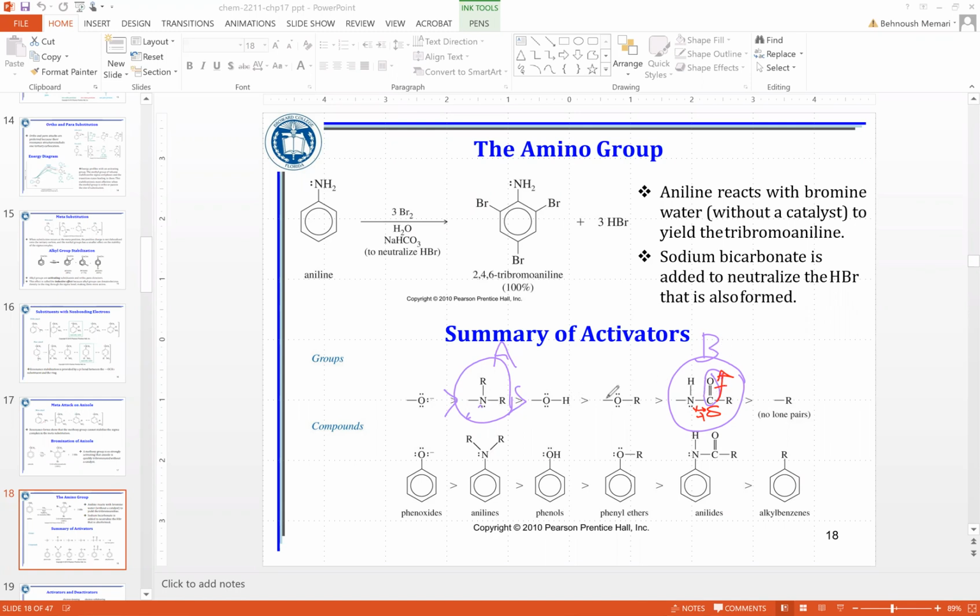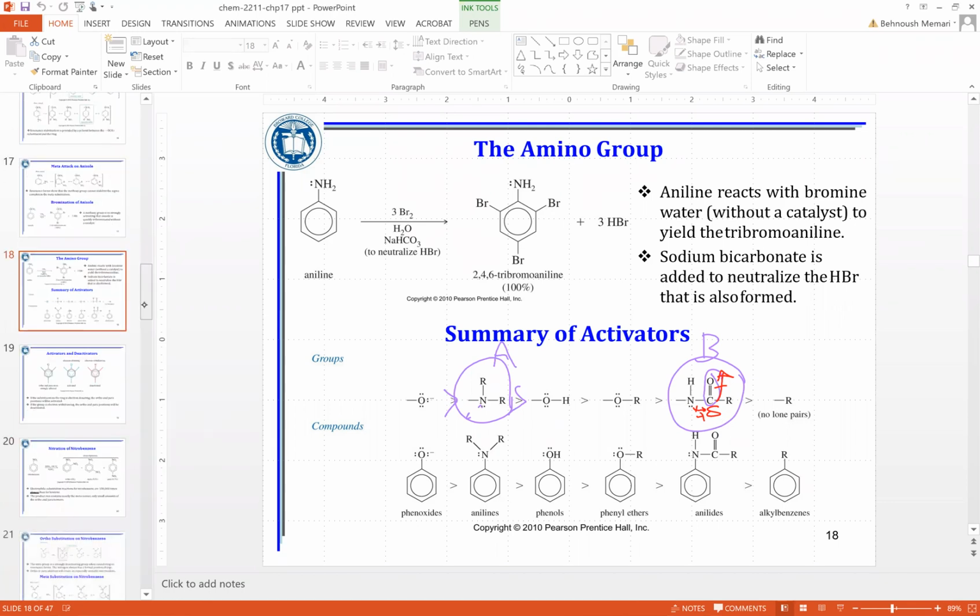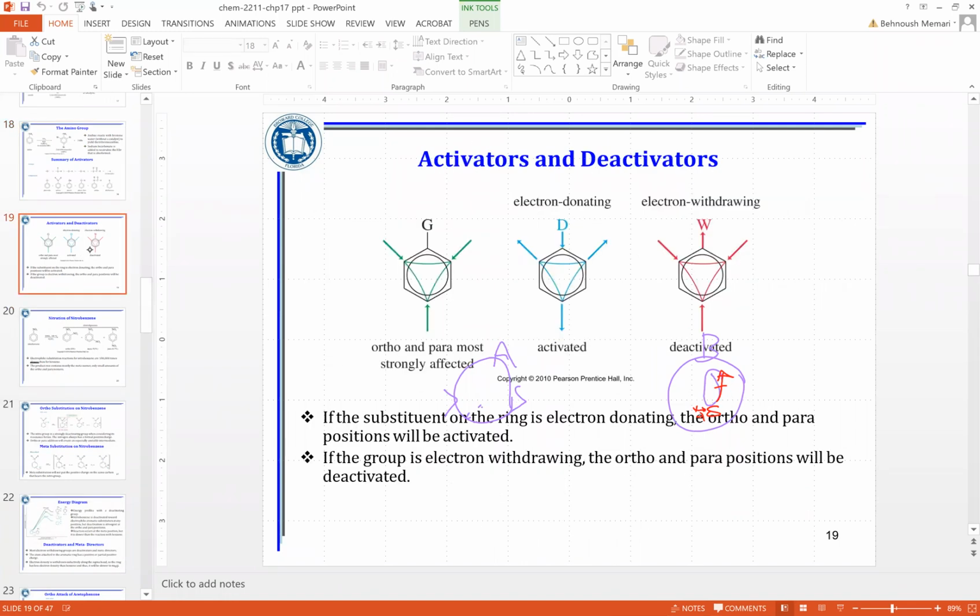So this reaction, if you have A, is going to be much faster than B. Okay, so that is the pattern, and these are just examples. If you have aniline, or phenol, and then phenyl ether, there is an order of which one is a stronger or weaker activating group.